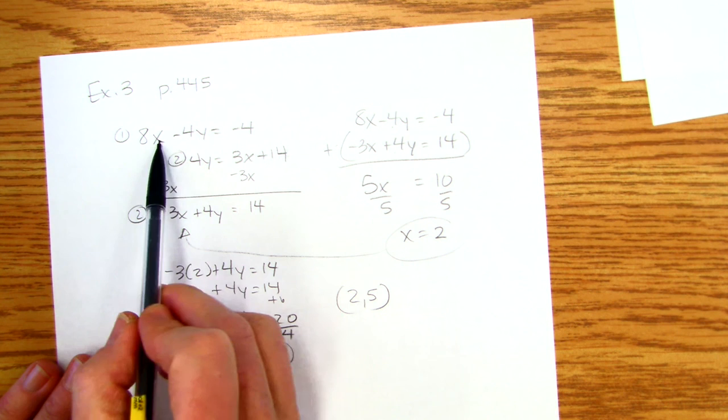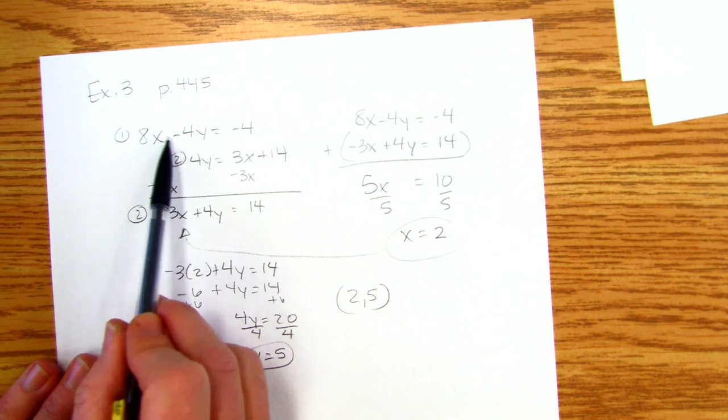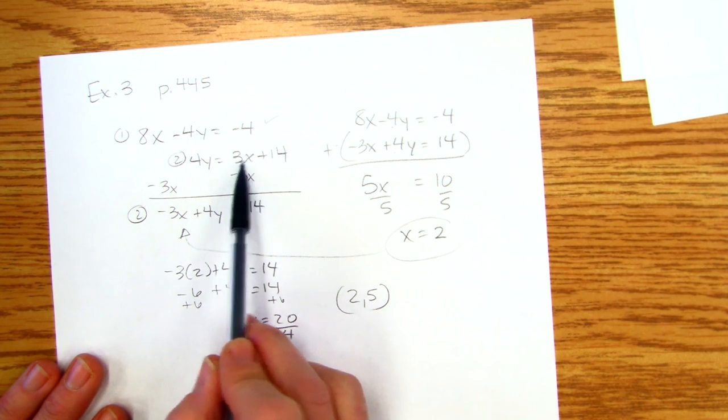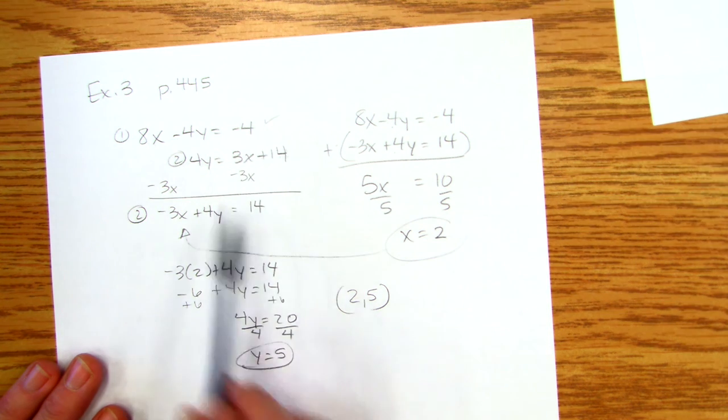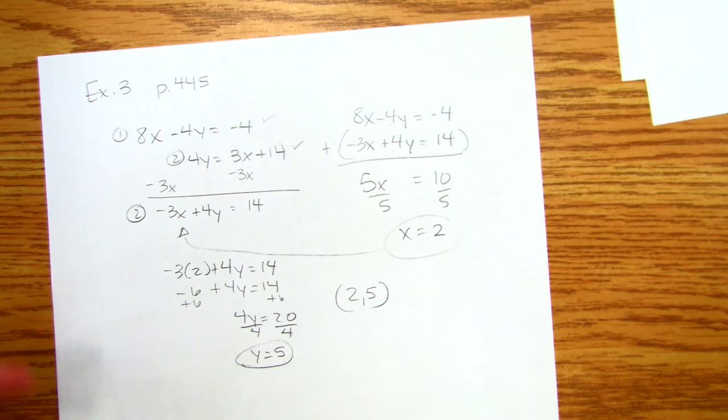So let's go back to the originals. 8 times 2 is 16, minus 4 times 5, 20. 16 minus 20 is negative 4. That checks. 3 times 2 is 6. 6 plus 14 is 20. 4 times 5 is 20. That checks. So elimination.